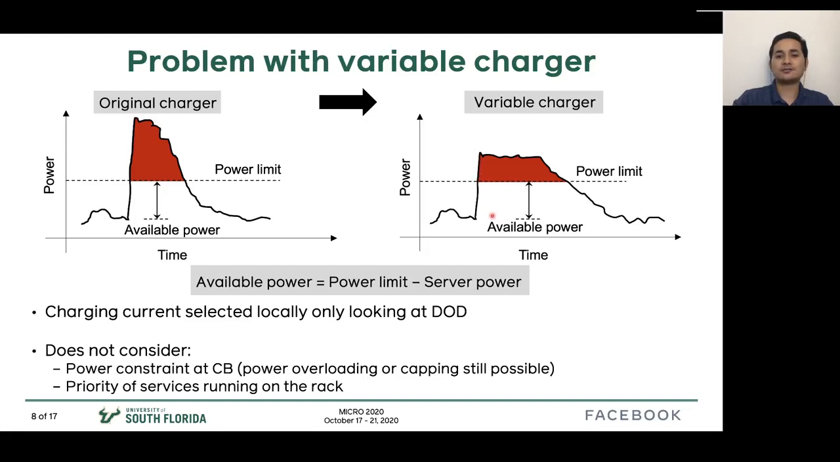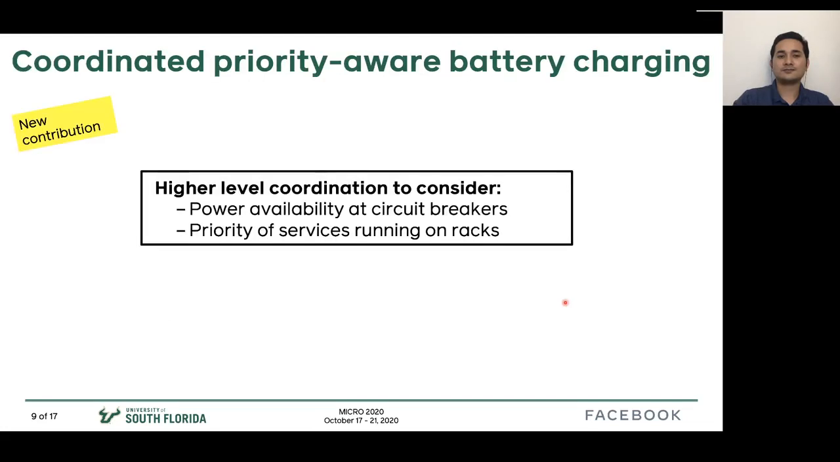The available power is defined as the difference between the power limit of the circuit breaker and the server power consumption. Furthermore, the variable charger does not know the priority of services running on the racks. To overcome these limitations, we propose a new coordinated priority aware battery charging, whereby we take power availability at circuit breakers into account, as well as priority of services running on those racks.